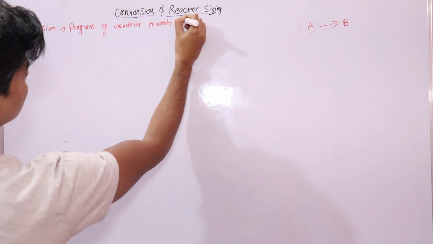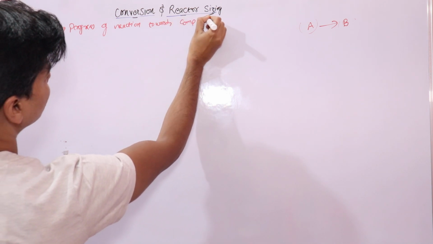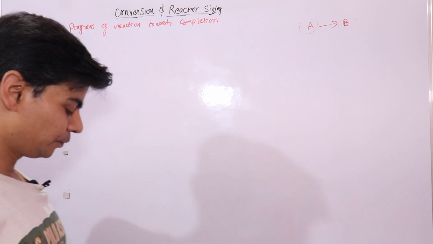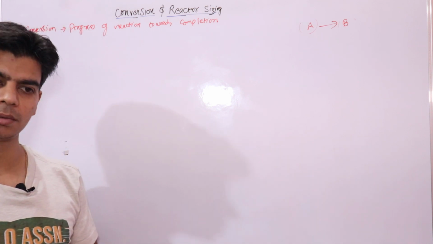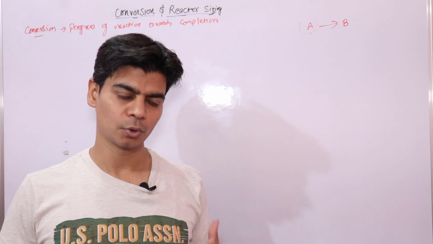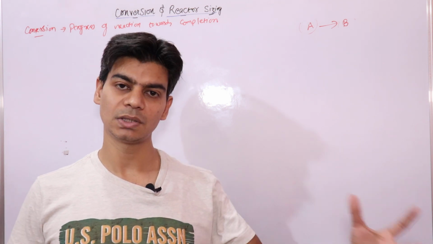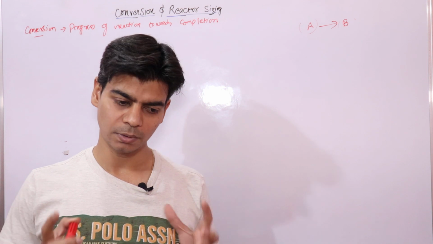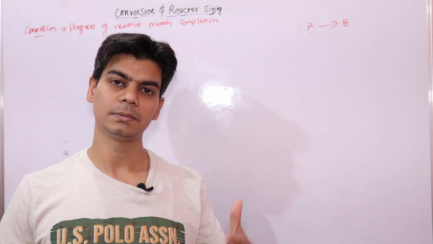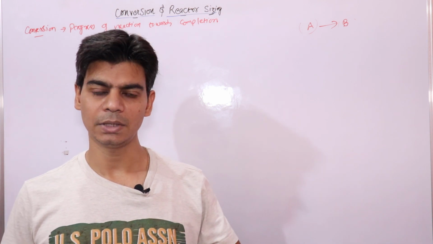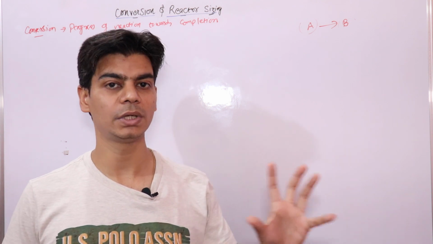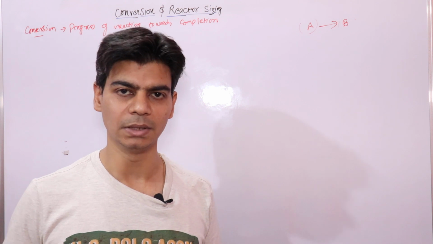towards completion. So once you know about the progress of reaction, if we talk about it in connection to reactors, how much of the reactant that you have fed in the reactor will get converted into products, or how much of the reactant that you have fed in the reactor will undergo reaction. That's what it simply means.